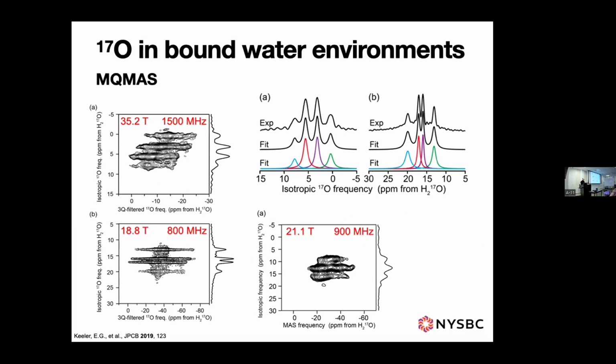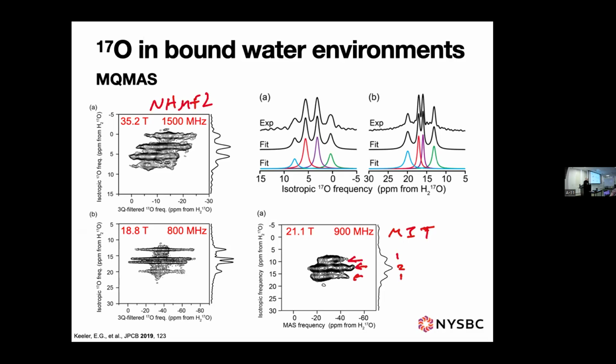We did MQMAS at 3 different fields. This one here at MIT. And these 2 spectra were done at the National High Magnetic Field Lab in Florida, one of them at 1500 megahertz and one of them at 800 megahertz. So you can see that at 900, we see 3 different peaks. So that's not what we expect in a 1:2:1 ratio.